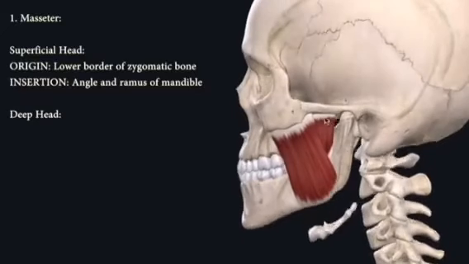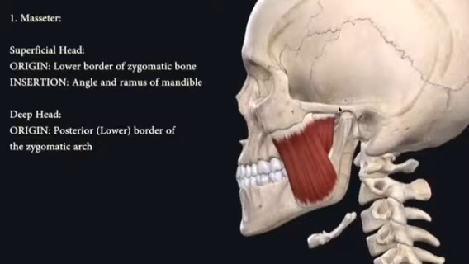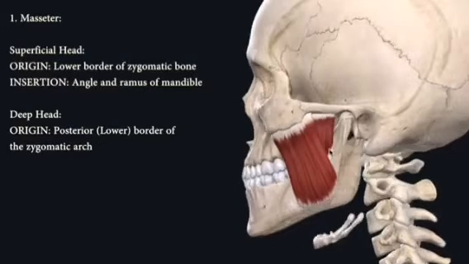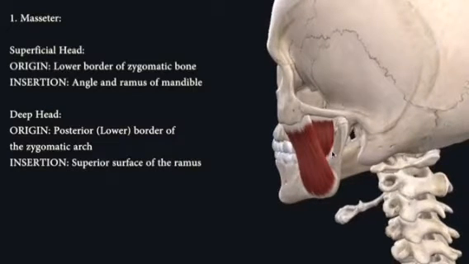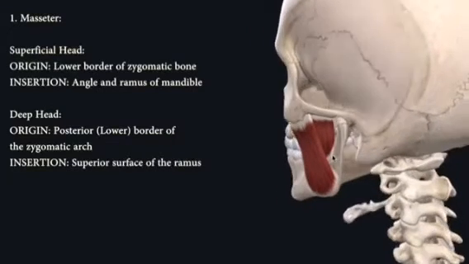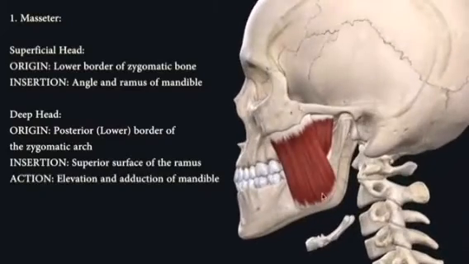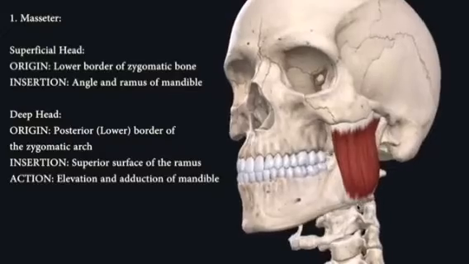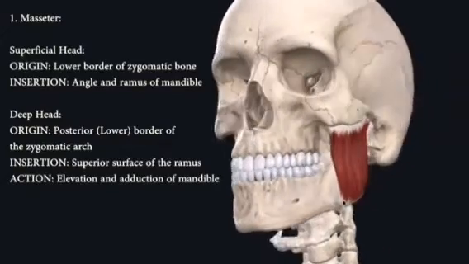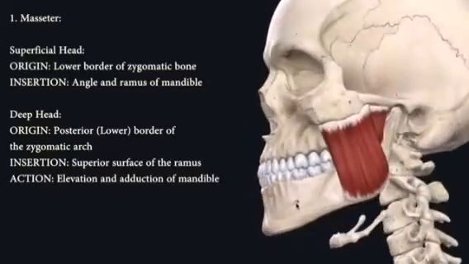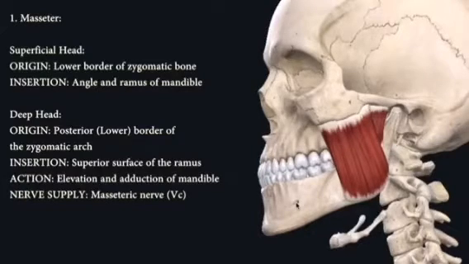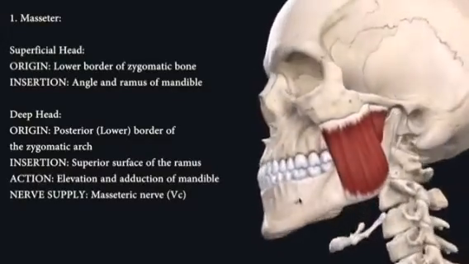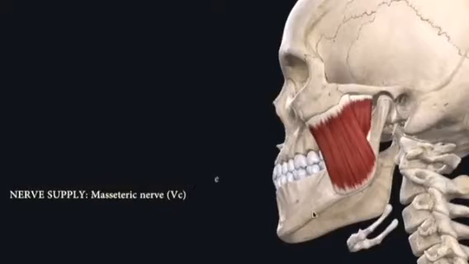Moving on to the deep part, it originates from the lower border of the zygomatic arch and inserts into the superior surface of the ramus of the mandible. The action of this muscle is elevation of the mandible and adduction of the mandible upon movement away from the midline, bringing it back into the midline. And the nerve supply to the muscle comes from the masseteric nerve, which is a division of the mandibular nerve, coming from the anterior trunk.